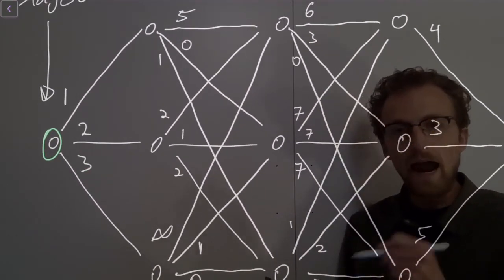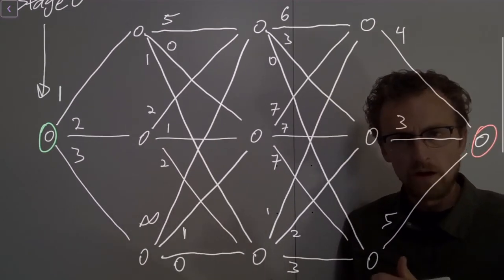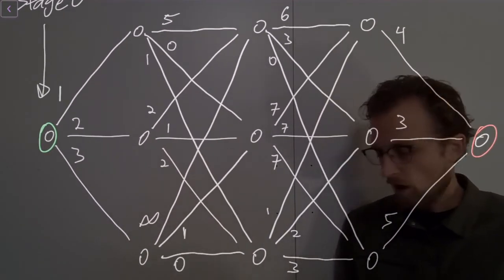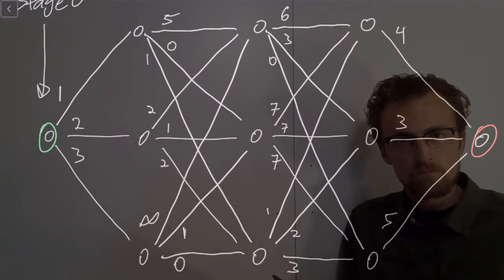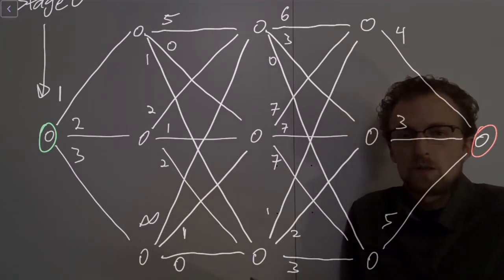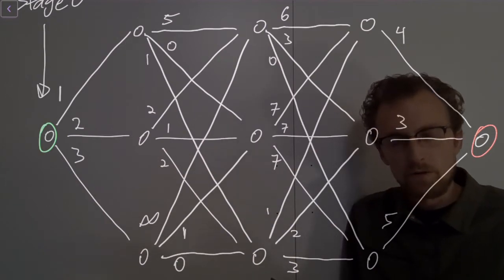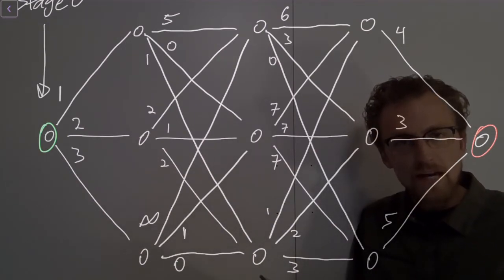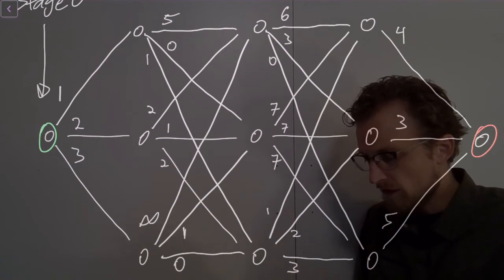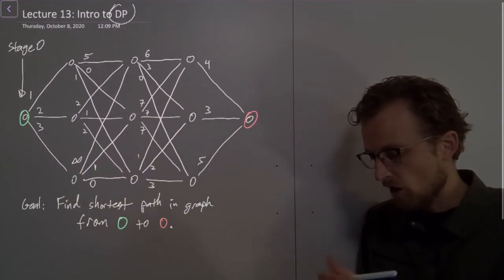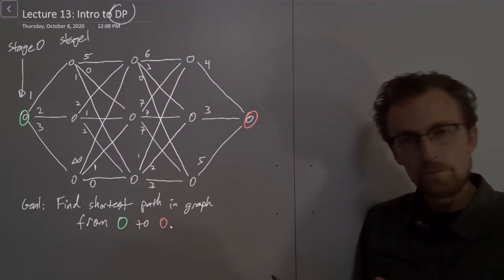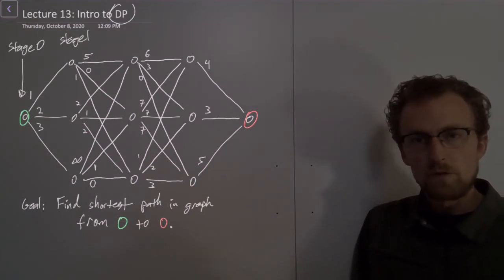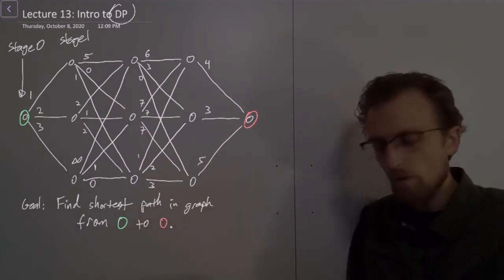Suppose we are at that green node, the start node. What do we have to choose? Well, we have to choose whether to go up, to go middle, or to go down. Those are our choices. We have 3 choices when we're at the start node. Once we've made that decision, we find ourselves in a stage 1 node. We'll call this column stage 1. So suppose we've made our decision in stage 0, and now we're in stage 1.